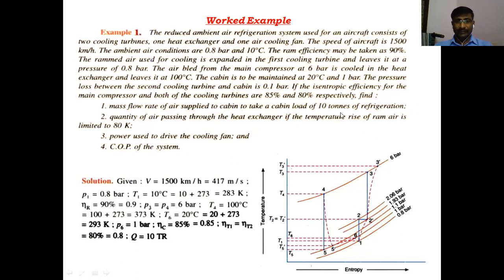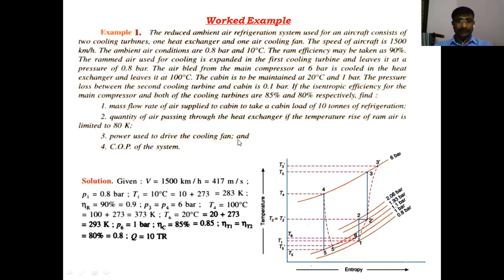The cooling load in the cabin is to be maintained at 10 tons of refrigeration. Also find the quantity of air passing through the heat exchanger if the temperature rise of ram air is limited to 80 Kelvin. This is the quantity of air which is utilized in the heat exchanger as a cooling medium. The temperature rise of ram air is limited to 80 Kelvin in the heat exchanger.